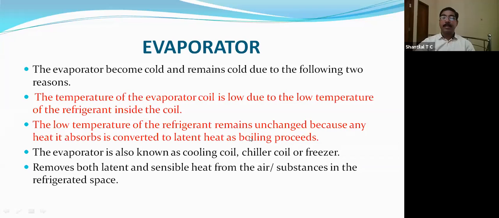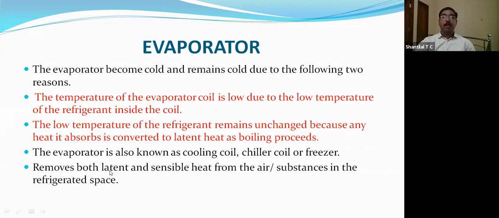That means in the evaporator, two types of heat will be there. One is sensible heat and another is latent heat. Latent heat means change of state, liquid changing to vapor. When liquid changes to vapor, it produces cooling. Then the evaporator has other names: cooling coil, chiller, or freezer.